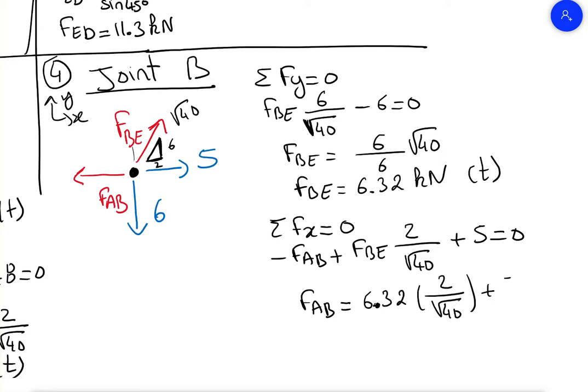Plus 5. So FAB is equal to the number that you just found before times 2 divided by the square root of 40, plus 5. That's 7 kilonewton. This one is equal to 7. This one is equal to 6.32.